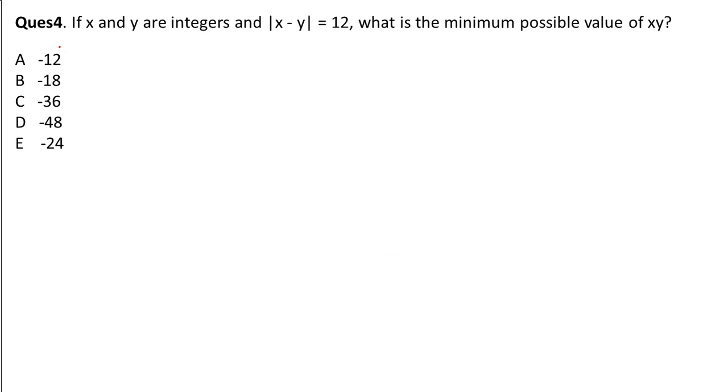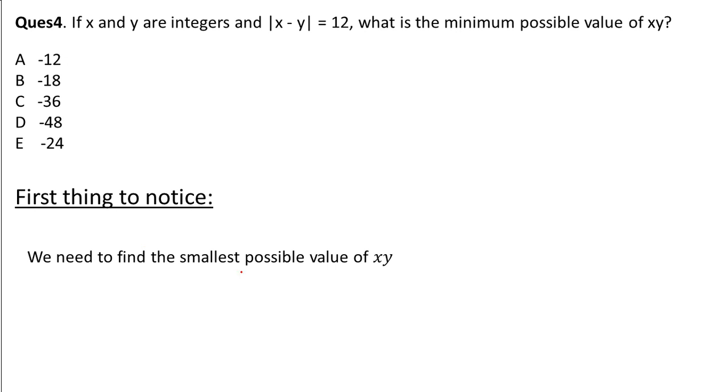Coming to question number 4, the second last question. It says if x and y are integers and |x - y| is equal to 12, what is the minimum possible value of xy? This is a problem solving question as I am given 5 option choices. First thing to notice here, we need to find the smallest possible value of xy.